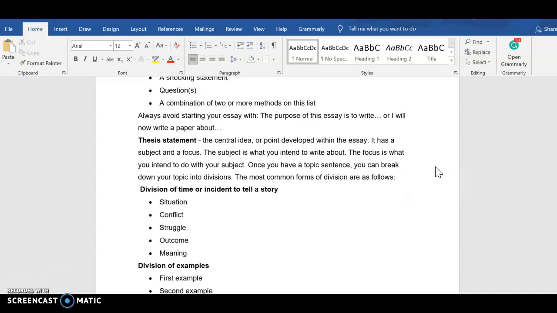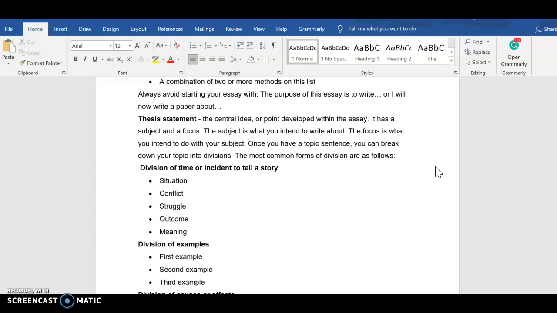Division of time or incident to tell a story. So you have the situation, the conflict, the struggle, the outcome, and the meaning. Now, the situation ends up being your introduction. The conflict, the struggle, and the outcome are your body paragraphs, and the meaning is your conclusion. We'll actually try using this particular division in our personal essay.